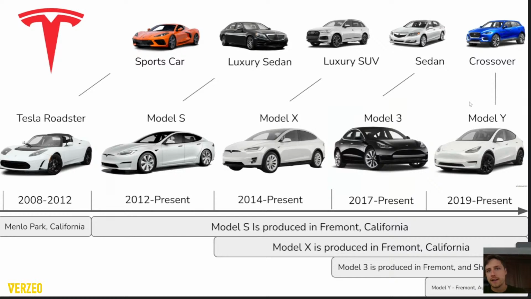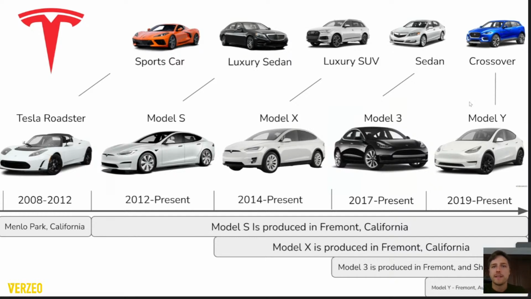After the luxury sedan, Tesla began making a luxury SUV, the Model X. Many people love it because of its gull wing doors. They open up, or sorry, falcon wing doors. The doors open up and they're almost horizontal with the ground once they're fully opened.